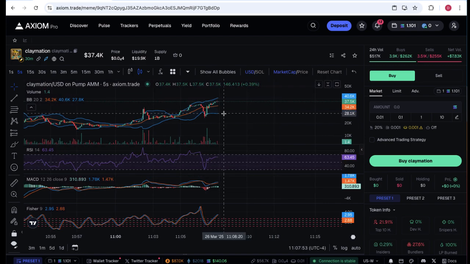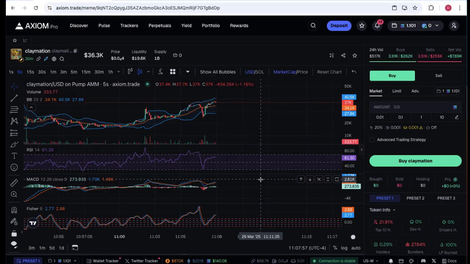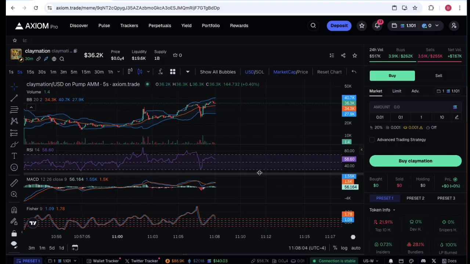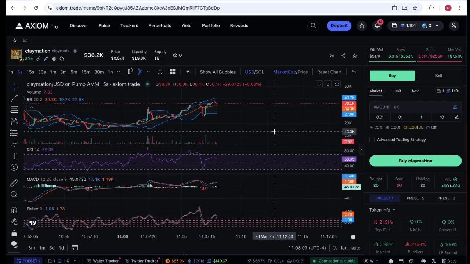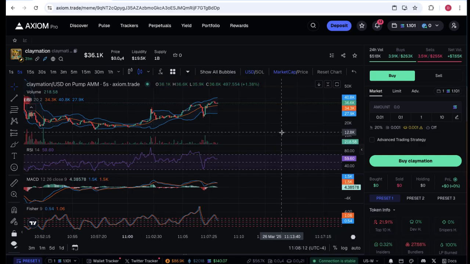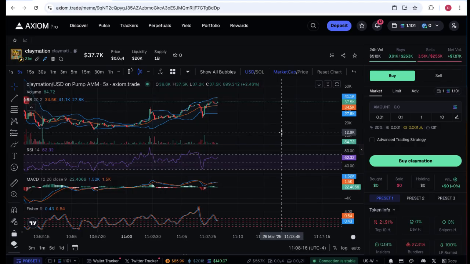But this is my bread and butter setup as far as what I put on my charts to make these trades and enter and exit these positions. Now we'll talk a little bit about limit orders before I cut this video off. When I'm on Axiom Pro, one of the benefits is the ability to trade, buy or sell with limit orders, which is basically a fancy way of saying automation.